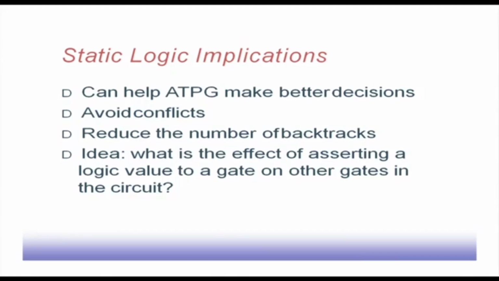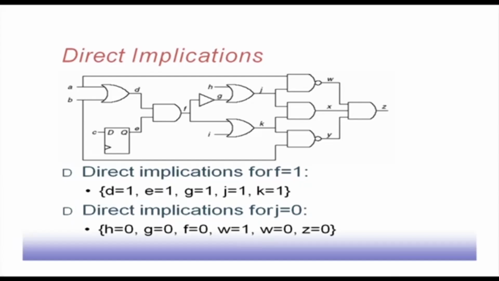That way we can figure out certain values for the logic gate outputs whenever a particular gate input or some other gate output is set to a proper value. First we will consider the direct implications. This is an example circuit consisting of many inputs, flip flops, etc.